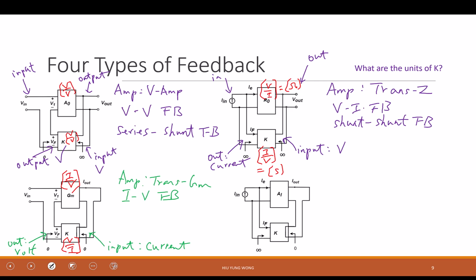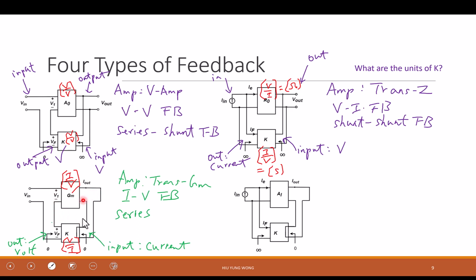Okay, so one says Shunt-Shunt, one says Series-Series. So maybe this is very confusing. Then you go back to physics. What are you subtracting for the input? Voltage. How do you do voltage subtraction? In series. So you can see that indeed it is a series connection.